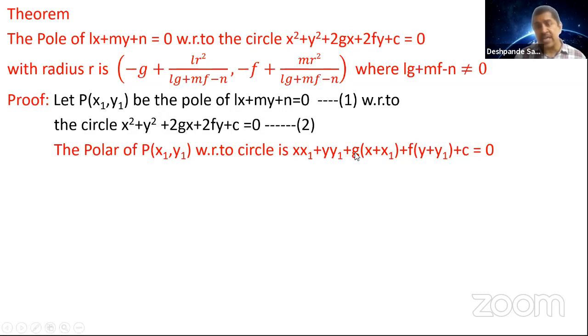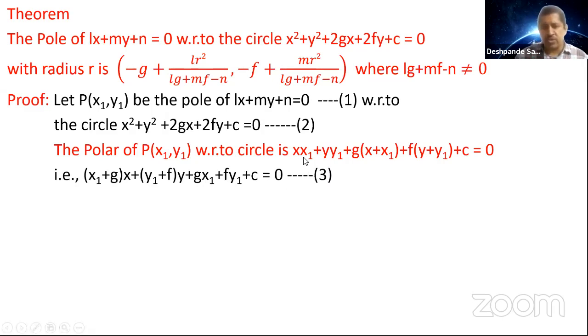So what you do is rearrange. How do you rearrange? Collect all the x coefficients, collect all the y coefficients, collect all the constant terms. So the x coefficients: (x1 + g) of x, (y1 + f) of y. Then the remaining terms: gx1 + fy1 + c. So you can write this entire equation like this, writing the x coefficients, the y coefficients, and the constant terms. It is always advisable to remember this equation, and you can always generate it with the help of rearranging.